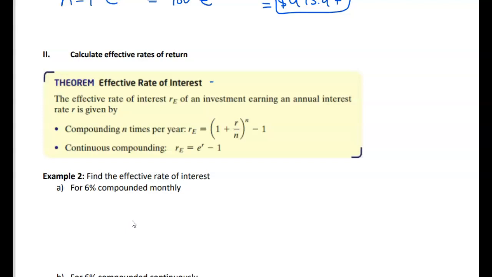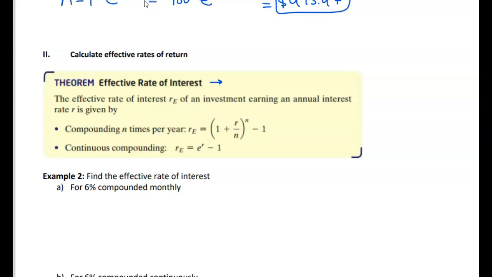So the effective rate of interest is basically, if you're applying the interest just once in a year, you want to get the same amount as if you're applying it several times a year. So it gives you which rate of interest you would use if you were to just apply it in a lump once a year. Okay?